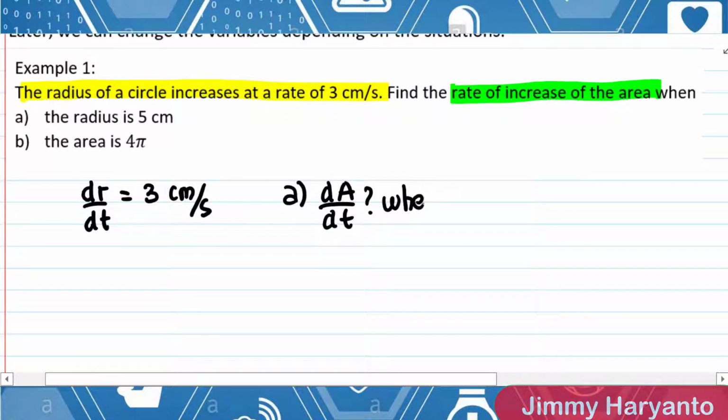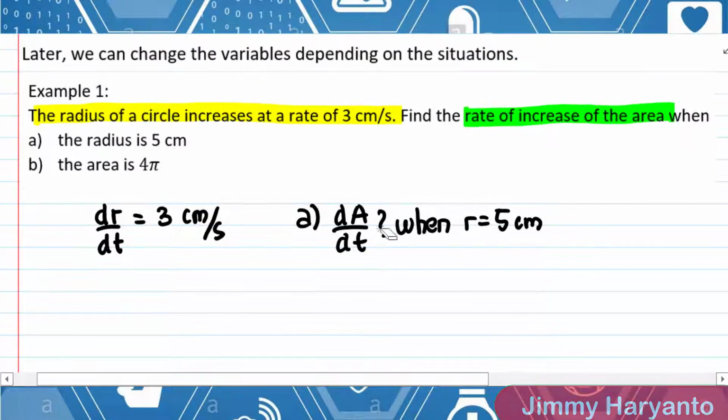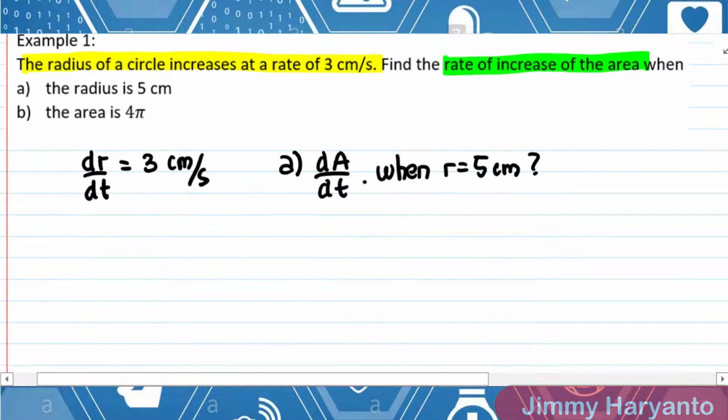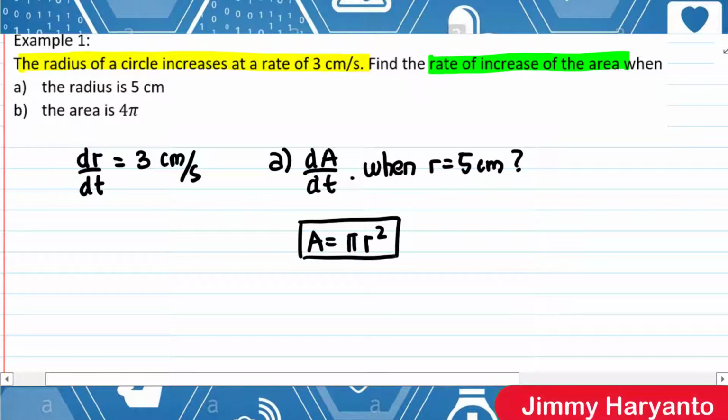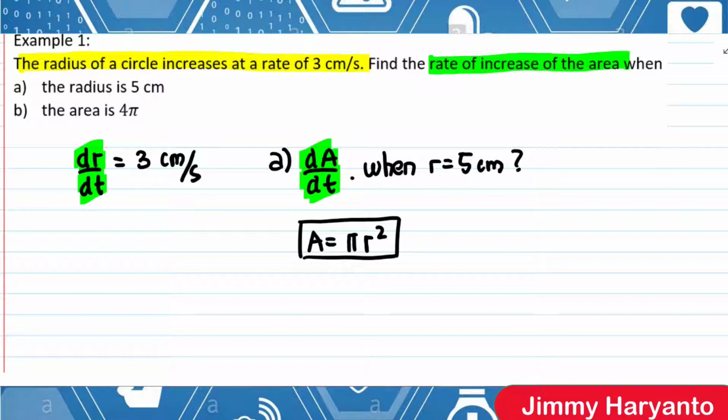Okay, when the radius equals 5 centimeters. So this is the question. First, what you have to do is find the function of area containing the radius. We know that the area of a circle is A equals pi r squared, right? This is the formula for the area, and then we want to relate dr over dt with dA over dt.